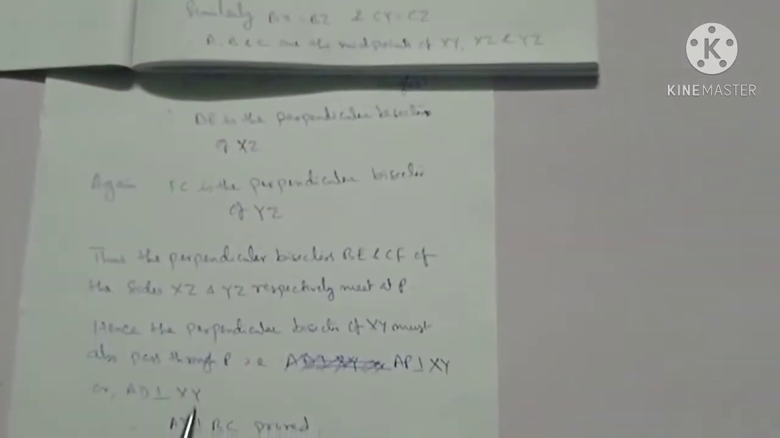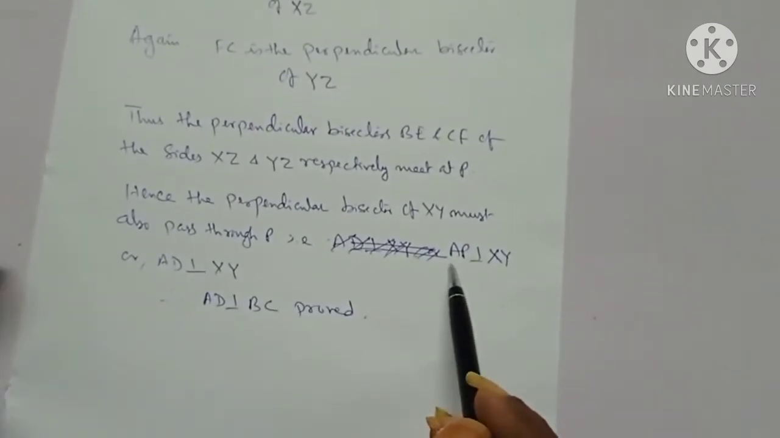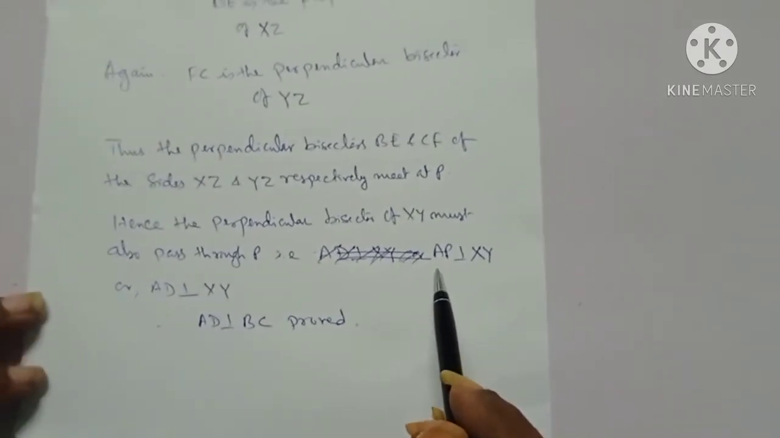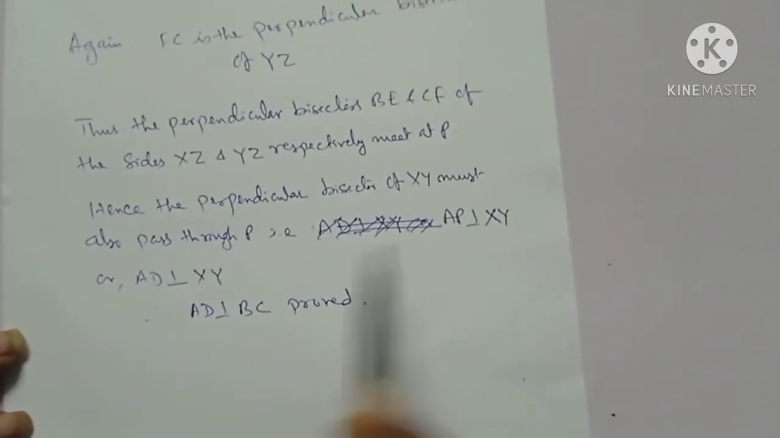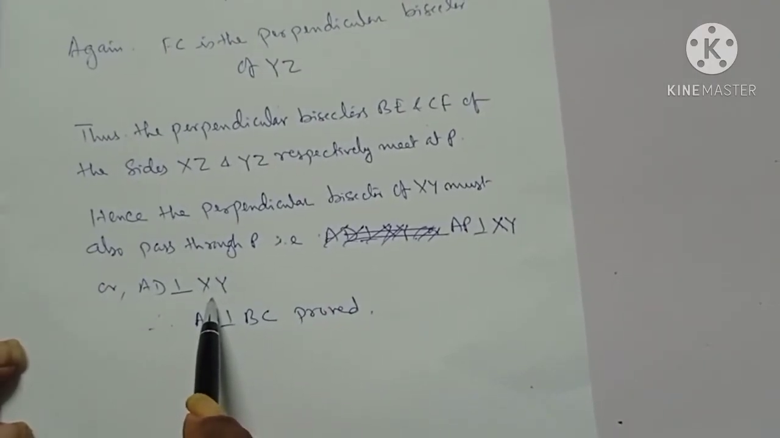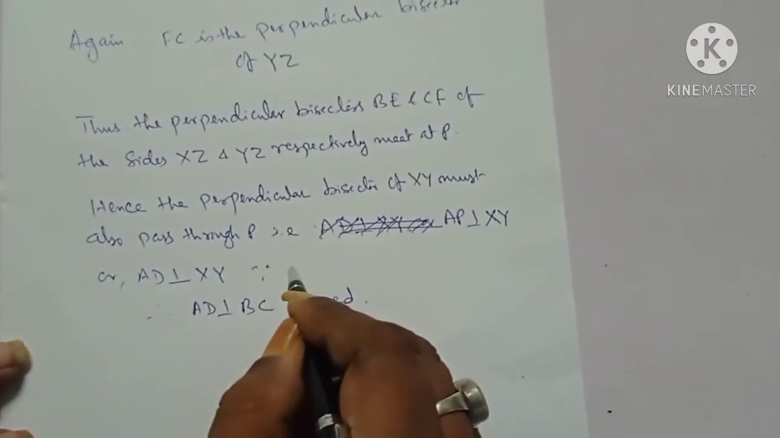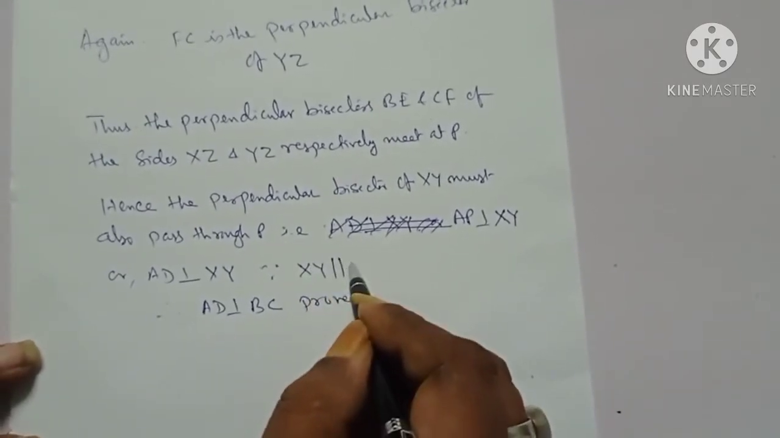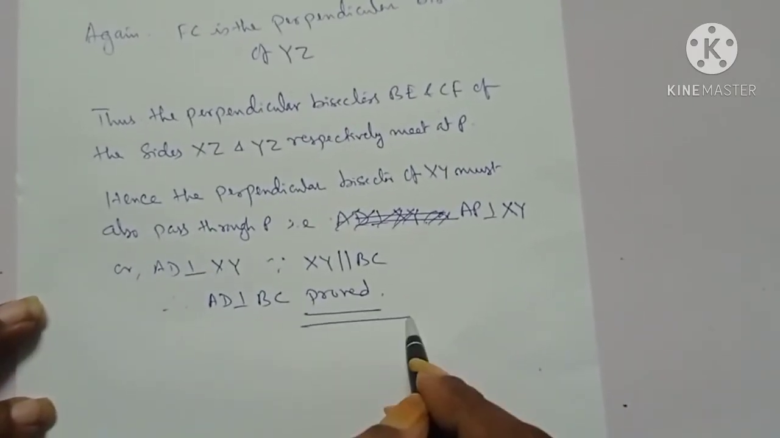So this is the conclusion which I have drawn here. Hence the perpendicular bisector of XY must pass through P, because the perpendicular bisectors of a triangle are concurrent, which is stated in theorem 1. So AP is perpendicular to XY, so AD is perpendicular to XY, and since XY is parallel to BC, therefore AD must be perpendicular to BC. This is proved.